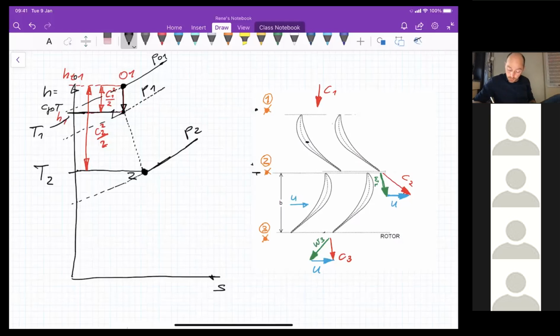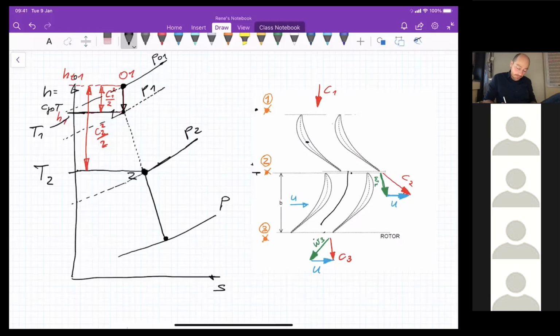Now in point 2, I go inside the rotor. And now it becomes a bit more complicated in the rotor because the rotor usually also will expand the flow. The rotor is a nozzle, but in a rotating frame of reference. So I go from this point to this one here. Now I'm at pressure 3.